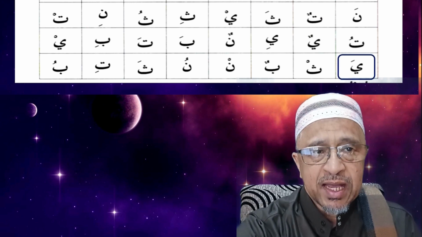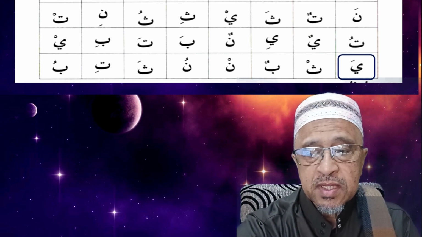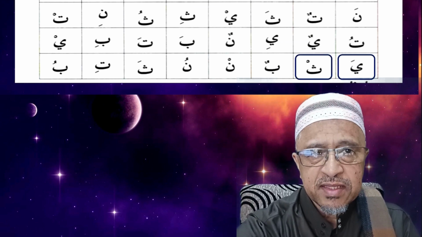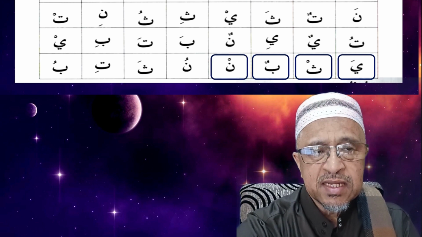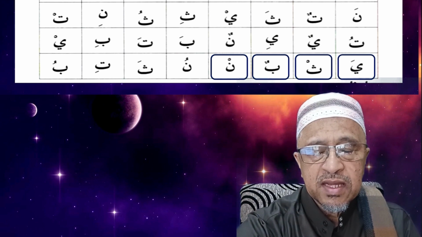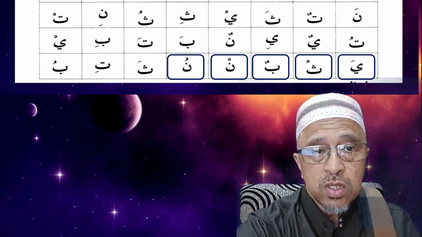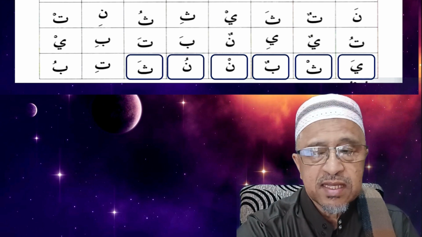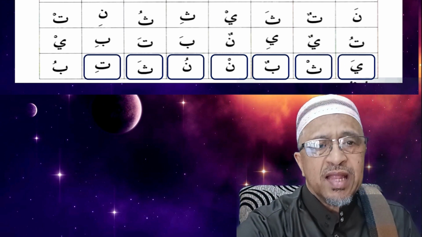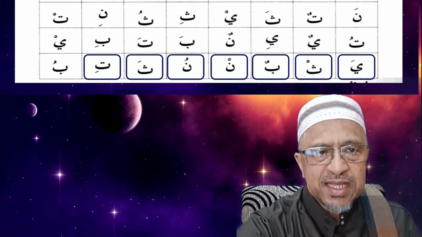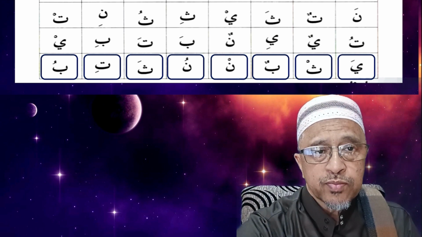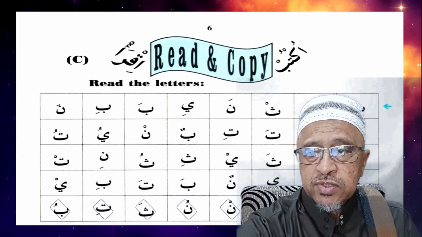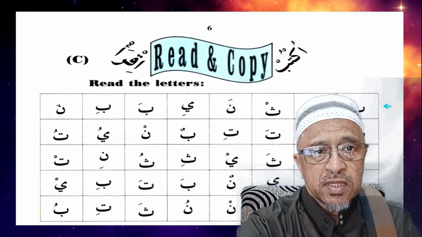First letter يا. الحرف الثاني ث. الحرف الثالث بن. الحرف الرابع ن. الحرف الخامس ن. الحرف السادس ث. الحرف السابع ت. والحرف الثامن ب. طيب, brings us to the end of this exercise. Let's move on.